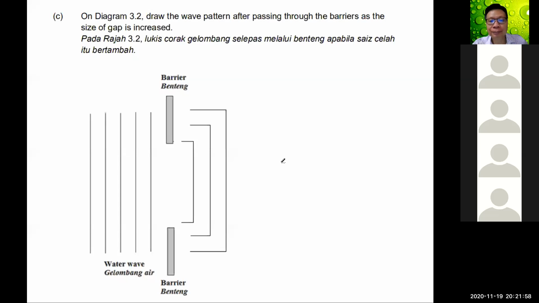Okay, finish. And can you jot down this diagram? When the gap is small, the gap becomes very small, like this. Then the diffraction becomes very obvious. It becomes curved like that.